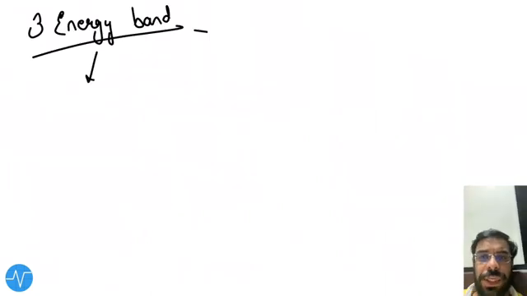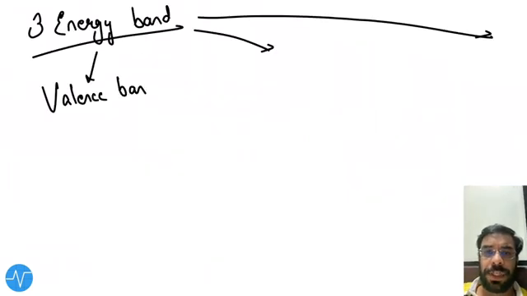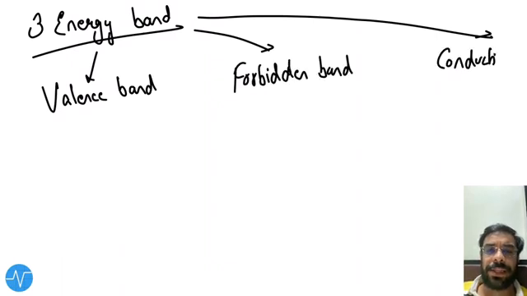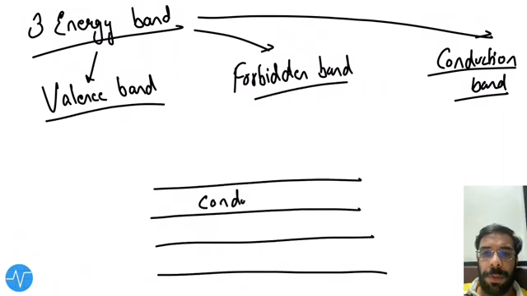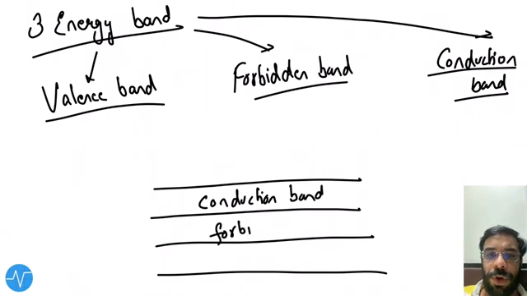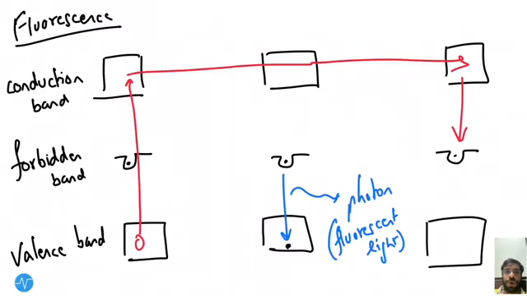There are three energy band levels. First is the valence band, second is the forbidden band, and third is the conduction band. Let's draw the diagram. Above is the conduction band region, below is the forbidden band, and below it is the valence band. Now, what do you mean by fluorescence? As we can see, three energy band levels: above conduction, below forbidden, and below it valence.